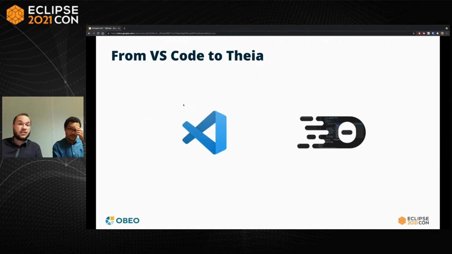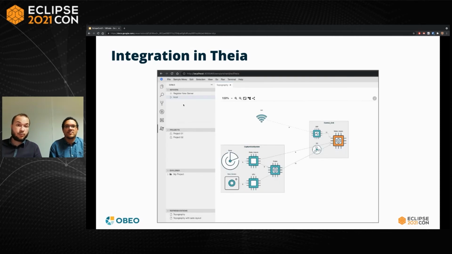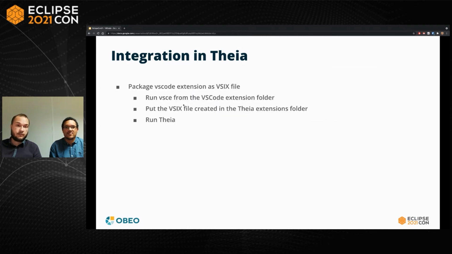Our VS Code extension can also run in Eclipse Theia, since this Cloud IDE supports VS Code extensions. The result is pretty much the same as in VS Code, as you can see on screen, as VS Code and Theia look quite similar, but this time it runs in a web browser. All we did was to package our VS Code extension as a VSIX file and put it in the extension folder of our Theia instance. We did not run into any compatibility issue, just a couple of very minor APIs not supported by Theia.